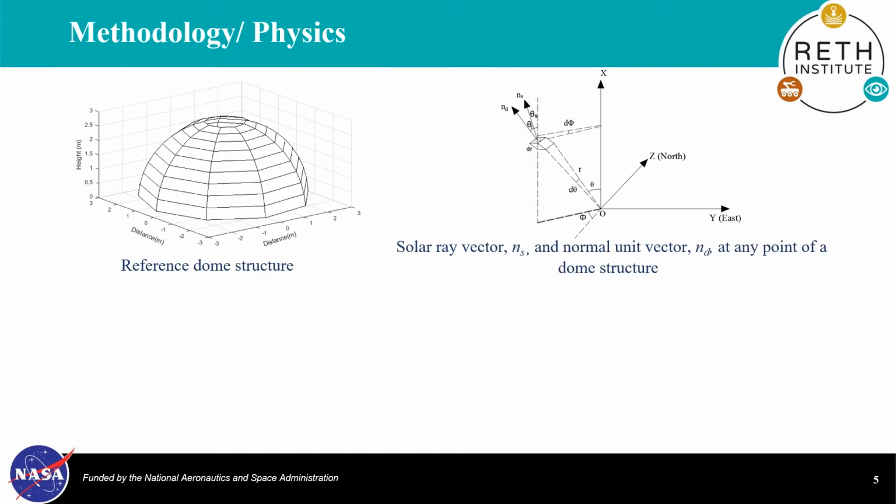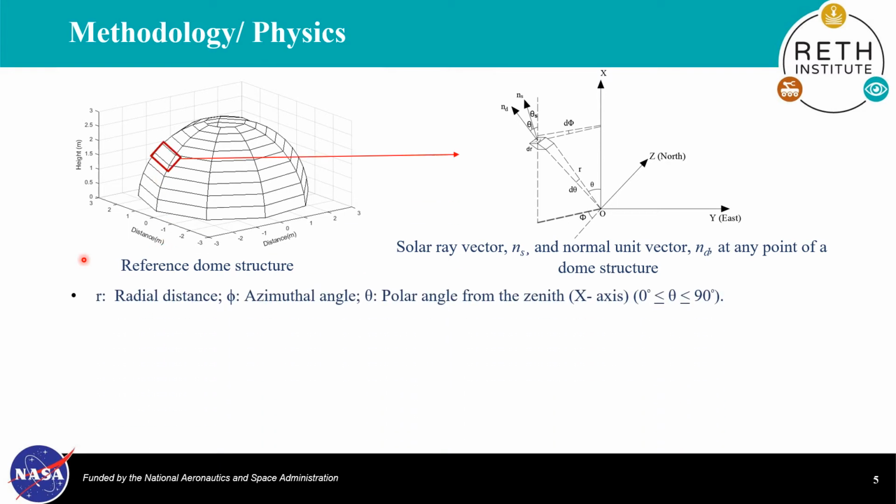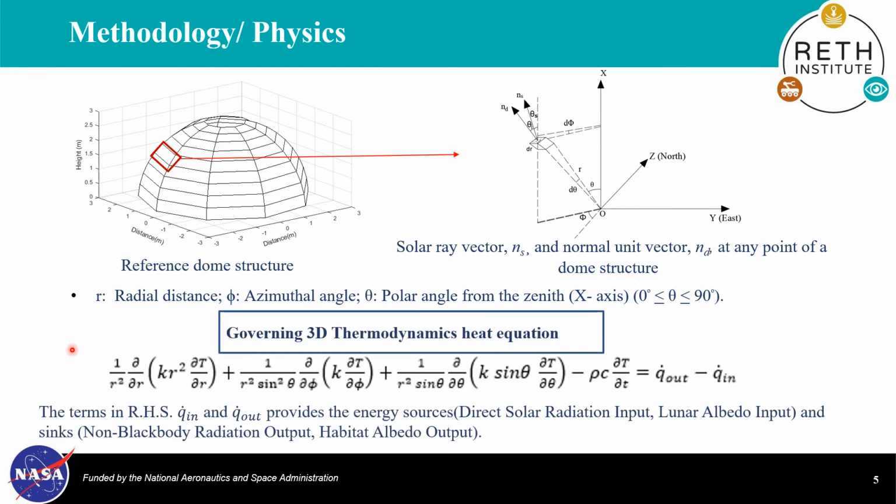Going into the methodology or physics of the model, the dome structure is divided into several differential elements as shown in figure number 1. Figure number 2 provides the solar ray vector and normal unit vector at any such differential element of a dome structure. The equation provided in this slide is the governing three-dimensional thermodynamical heat equation in polar coordinate system, the discretized version of which was used in individual differential element which was aforementioned.